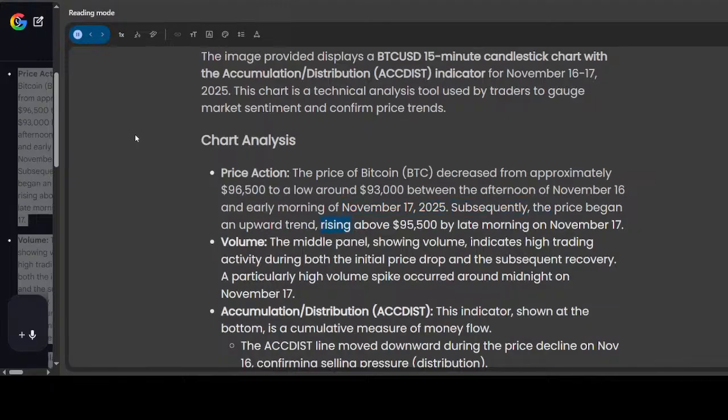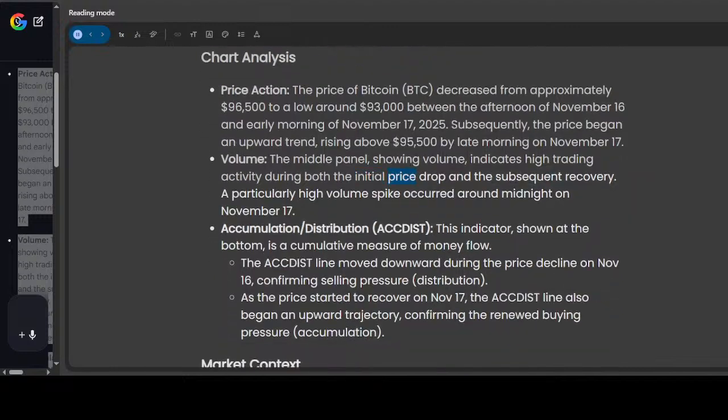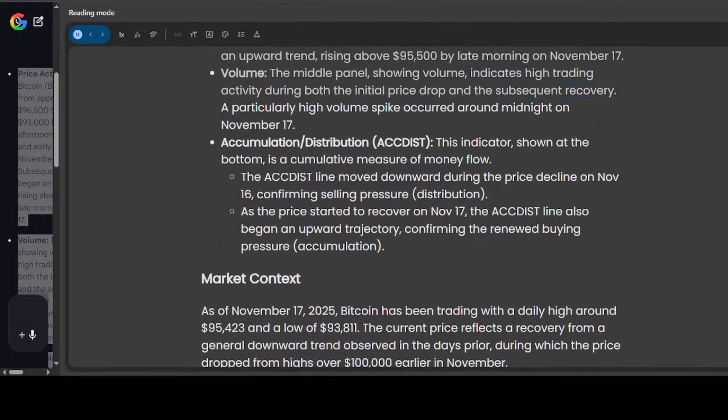Subsequently, it rose above $95,500 by late morning on November 17. Volume. The middle panel, showing volume, indicates high trading activity during both the initial price drop and the subsequent recovery. A particularly high volume spike occurred around midnight on November 17.